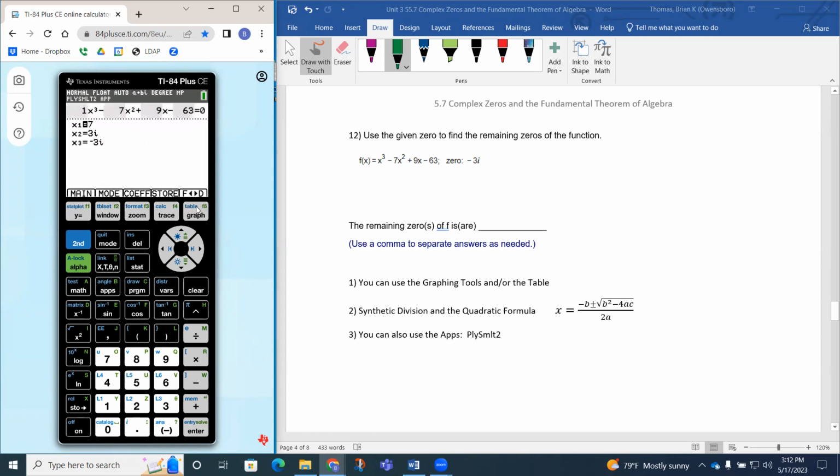Looks good. So if I hit the solve button, notice how it gives me the remaining zeros. So negative 3i was already there. So the remaining zeros would be the 7 and the 3i.